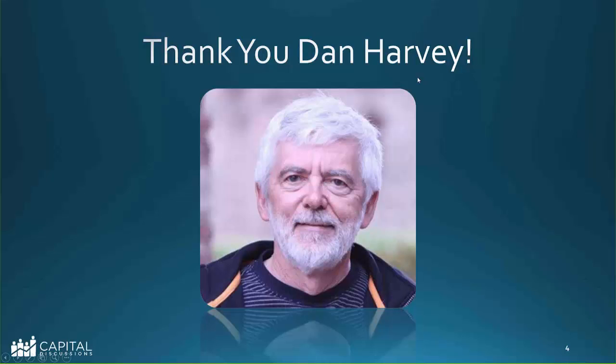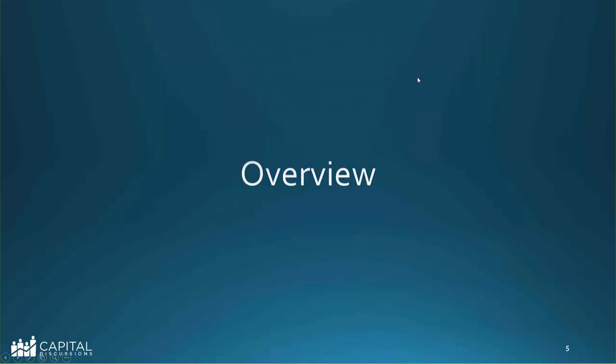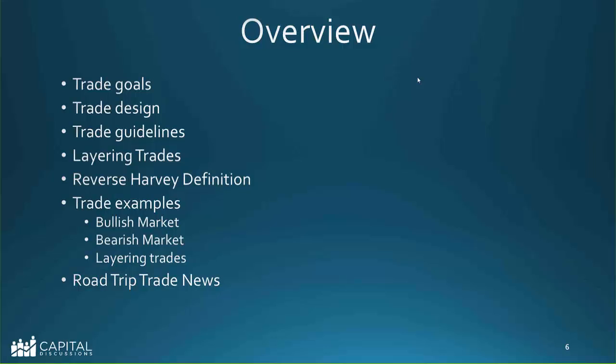Okay, so back to the slides. So a quick overview. We're going to talk about the trade goals, trade design, some guidelines, layering trades. We've been doing that recently. Reverse Harvey definition, and then we'll go through a few trade examples of a bullish market, a bearish market, and a few layered trades so you can see what those look like. And talk about any updates we have with the service or the road trip itself.